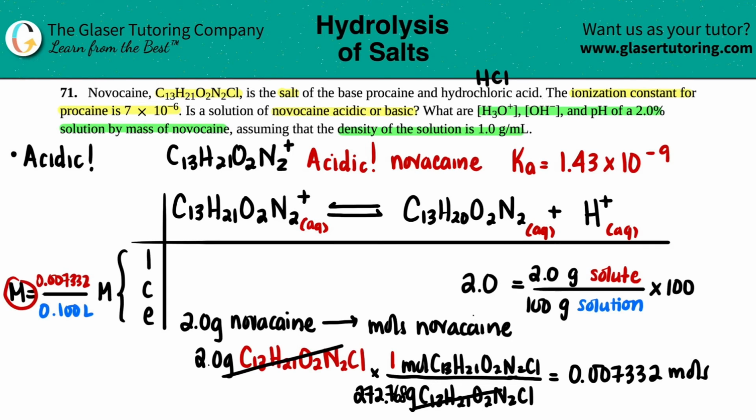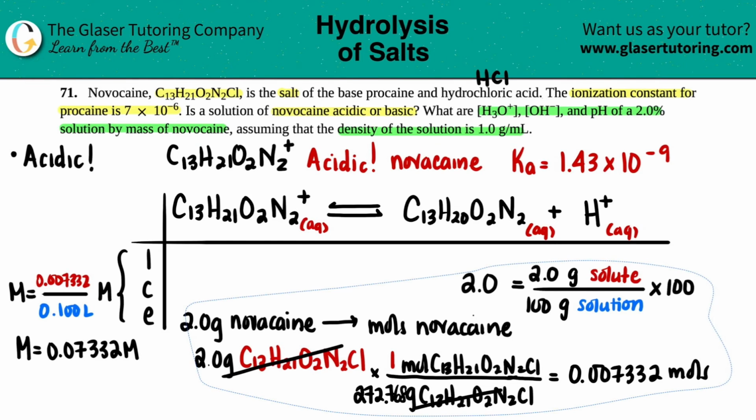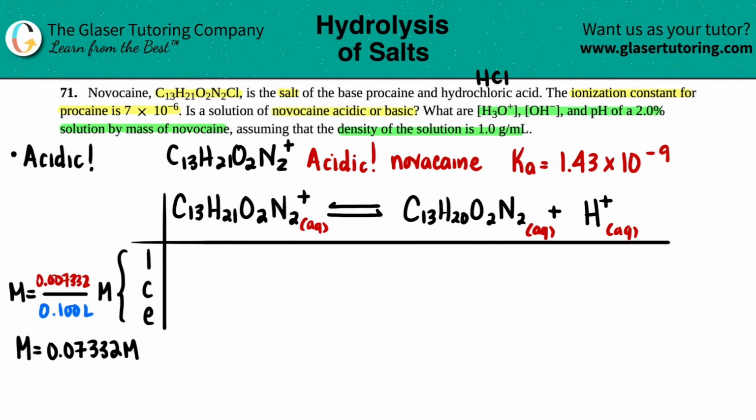Now I could finally find the molarity. Moles divided by liters. So 0.007332 divided by 0.1. And I get a molarity that's equal to 0.07332. Finally, there we go. So now pause the video because everything else is going except for that ice table. We're finally ready to proceed. Whew, this one is crazy.